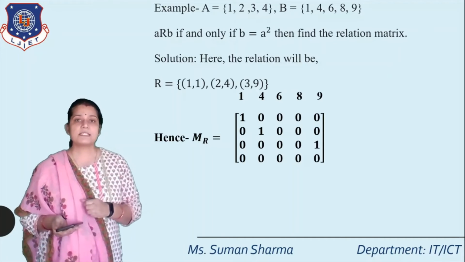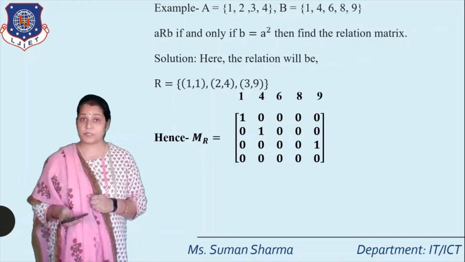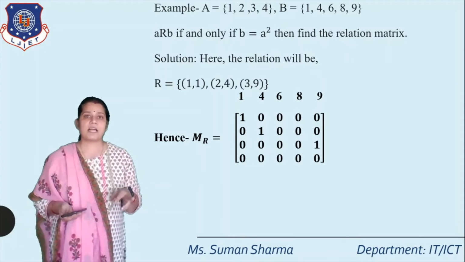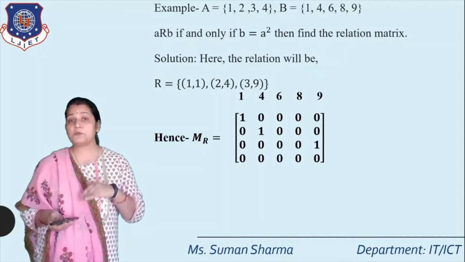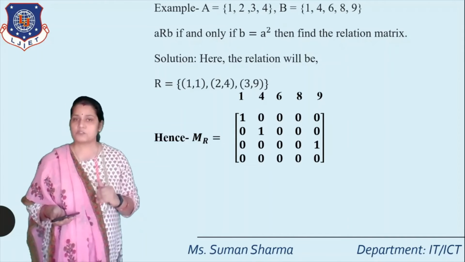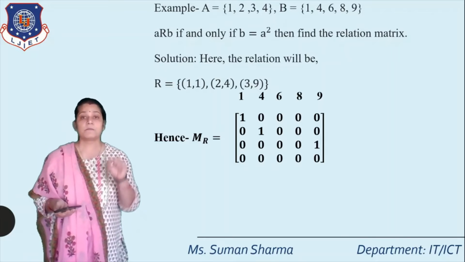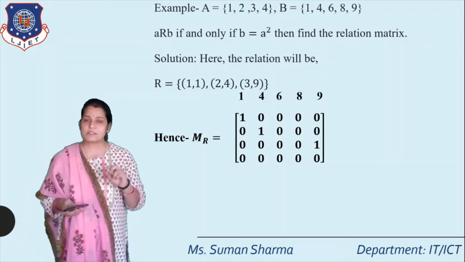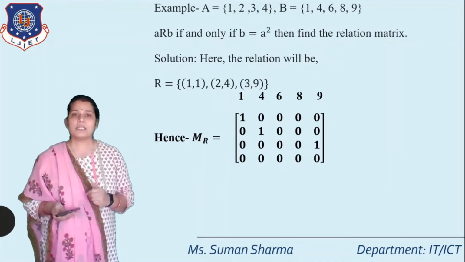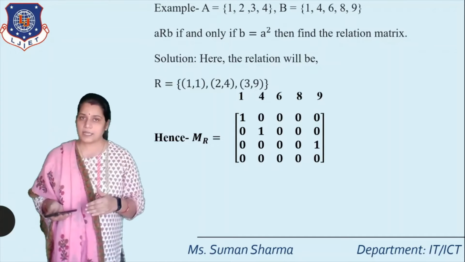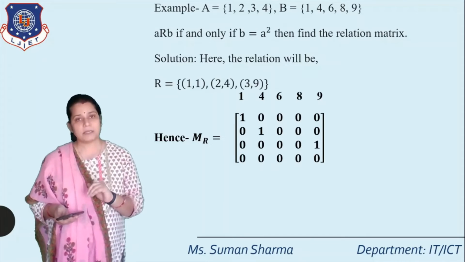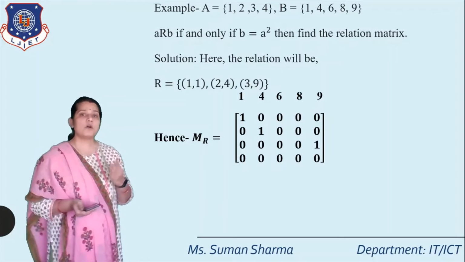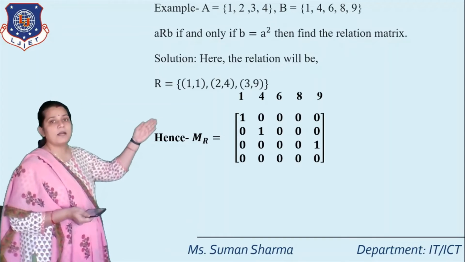Okay. Next, a is equal to 4, because set A has 4 elements. So if a is equal to 4, then b is equal to what? 4 square, that means 16, but 16 is not an element of the set B. So here we use only the 3 elements 2, 3. So what is the relation? The relation is 2, 4, 3, 9.